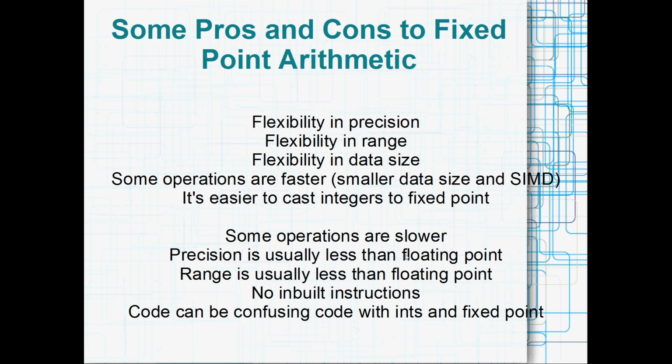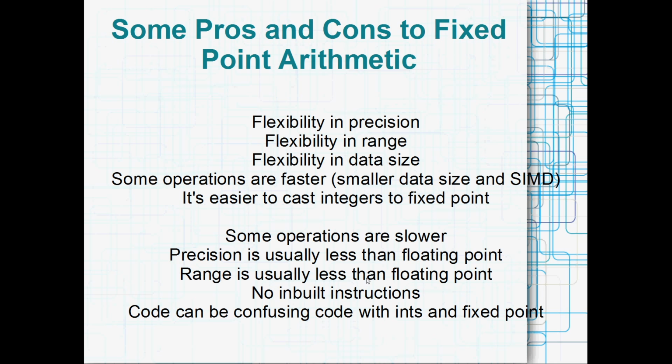Precision is generally less in fixed point when compared to floating point. Usually in floating point, if you're dealing with, say, single precision floats, that's 32-bit floats, you'll get maybe 24 or something like that bits precision. And with fixed point, you might only get 8 bits precision or 16 bits precision. It's up to the programmer.